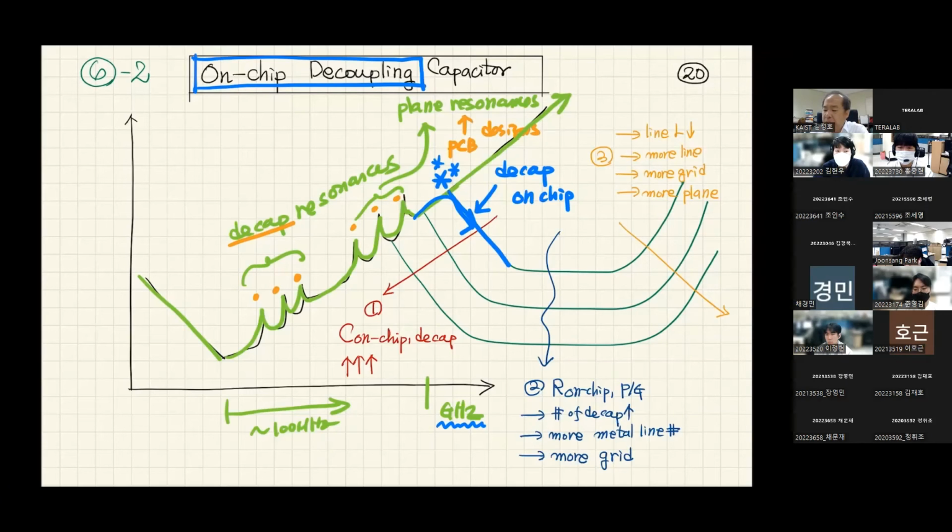Anyway, why do they put on-chip decoupling capacitors? Why do we have to put on-chip decoupling capacitors? Because we have to bring down the impedance of PDN at higher frequencies. This area is also important for noise coupling and PSIJ and EMI. But I would say some emphasis on the PSIJ effect.